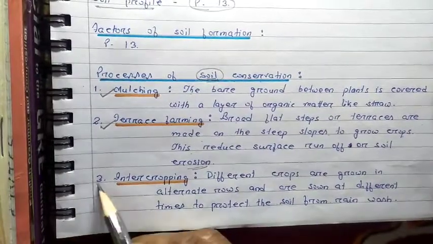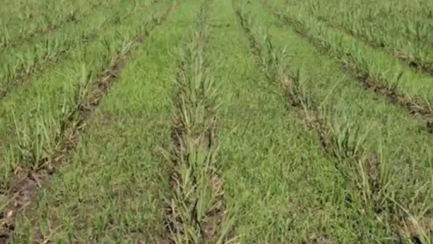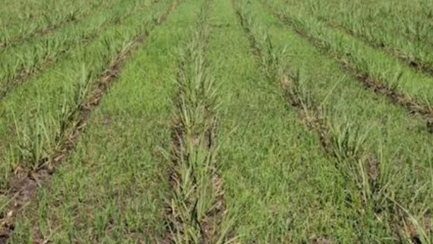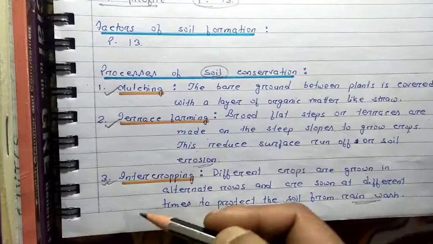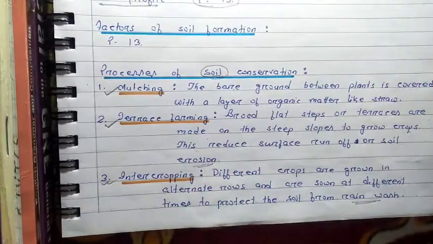The third point is about intercropping. What's the meaning of intercropping? Different crops are grown in alternate rows and are sown at different times to protect the soil from rainwash. How does it happen? I hope you have seen in the picture. Still, let me show you.